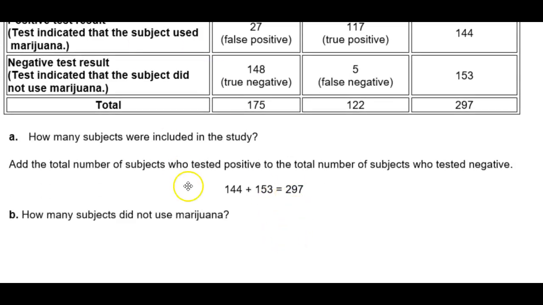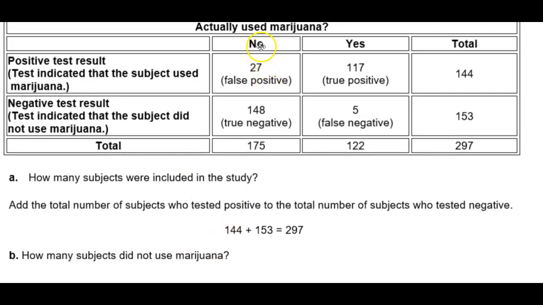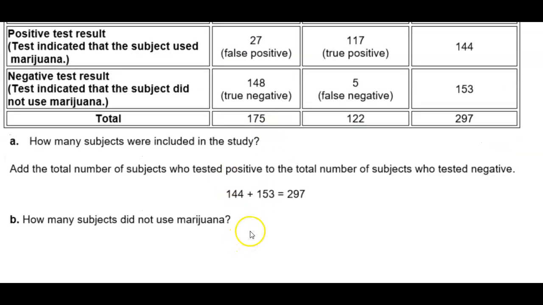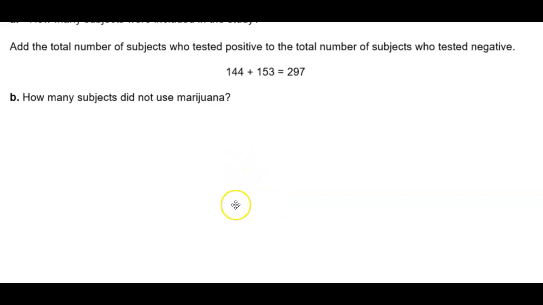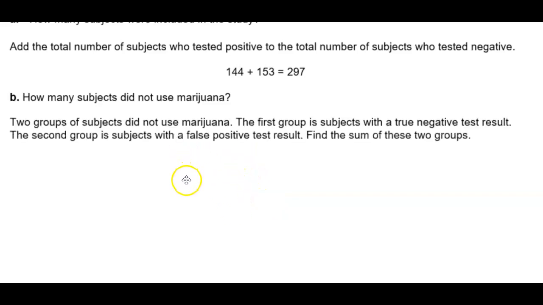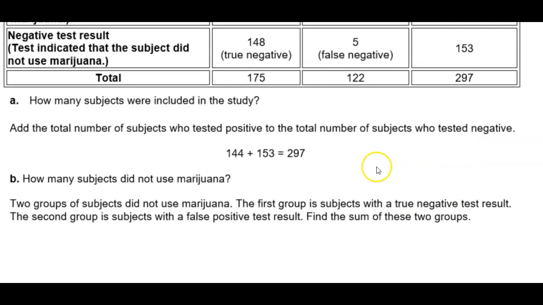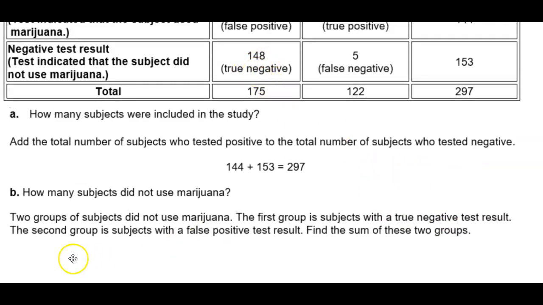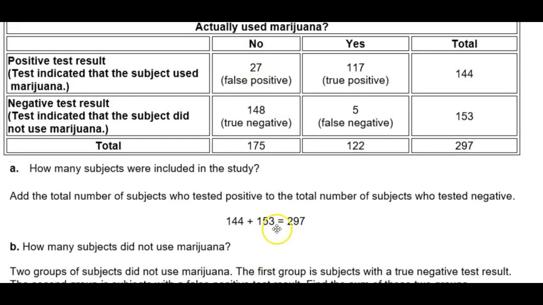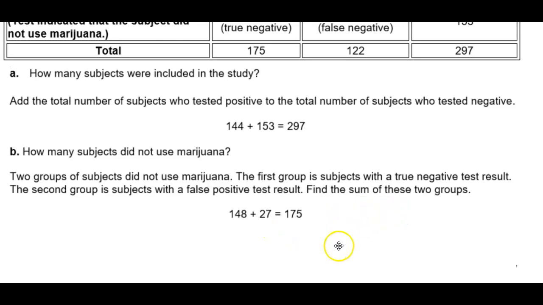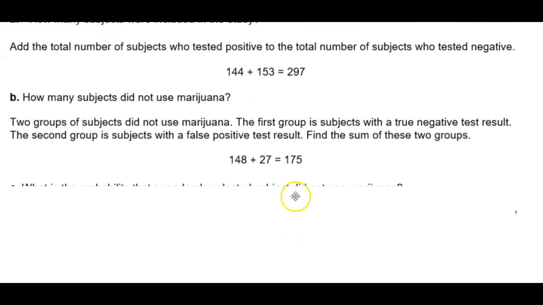Now the next question says, how many subjects did not use marijuana? So that means this is the column of no. So we're going to add 27 with 148. The two groups of subjects that did not use marijuana: the first group is subjects with a true negative test result, and that was 148. The second group is the subjects with a false positive test result, which is 27. So we're going to find the sum of these two groups. 148 plus 27 equals 175.